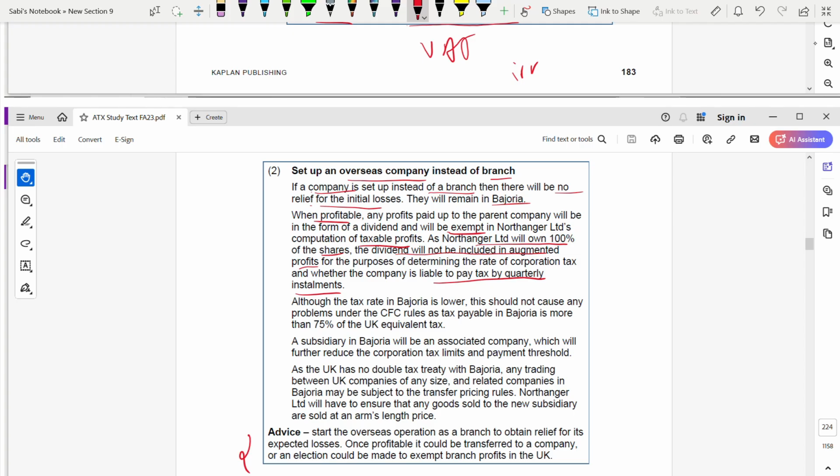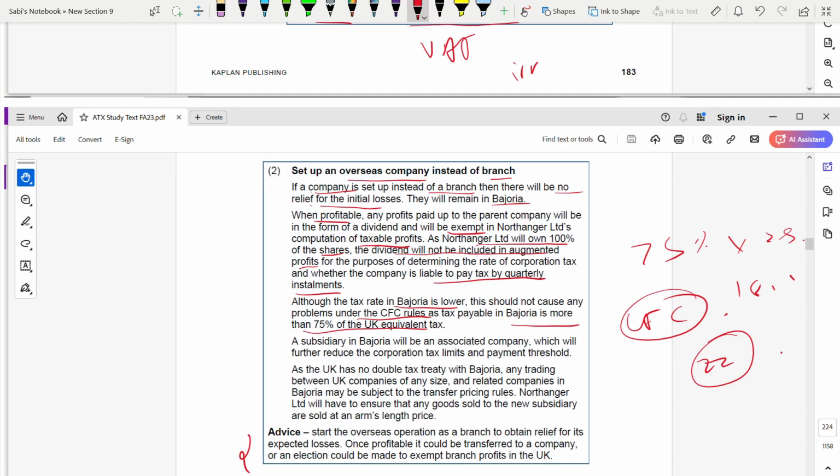next, if you see the rate, even though the rate is lower, this should not cause any problem under the CFC rule. See, when the rate is lower, then UK always sees whether CFC will have an impact or not. In this case, it will not, because the rate is more than 75% of the UK equivalent tax. 75% of 25%, if you take, is 18 point something, and you are paying 22% in Bajoria, which is more than 75%. That's why this should not be an issue. The issue will be if it was not at least 75% of UK corporation tax.